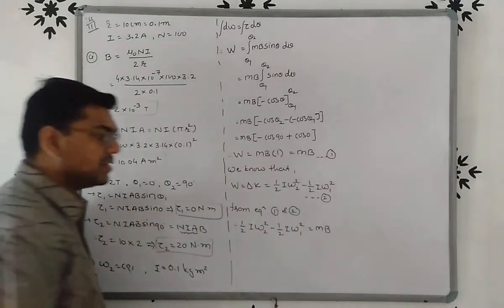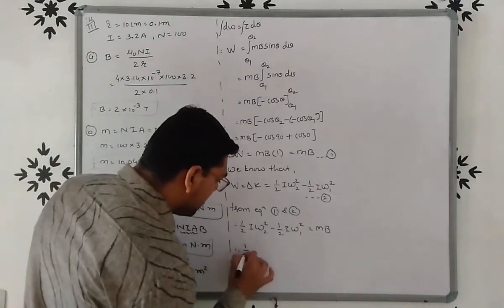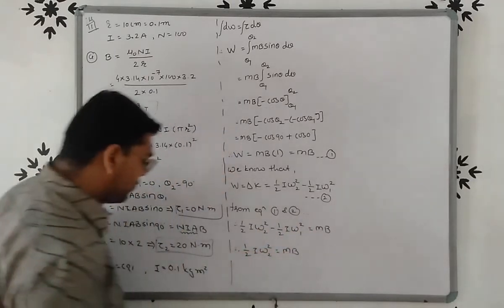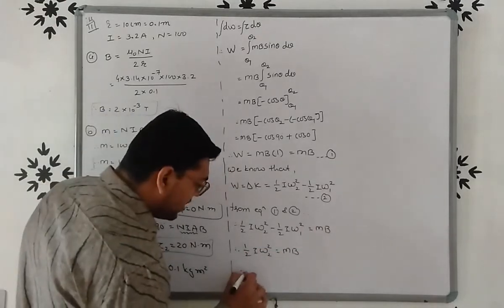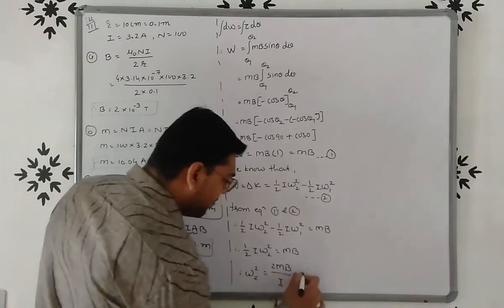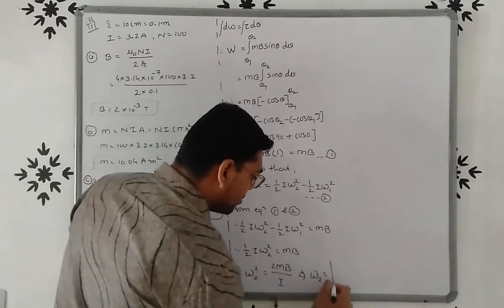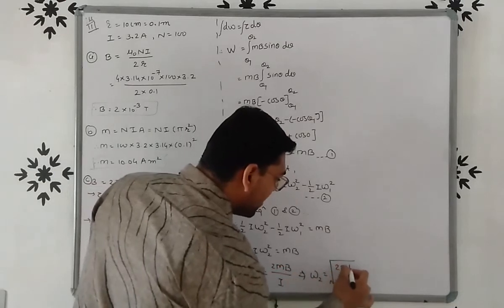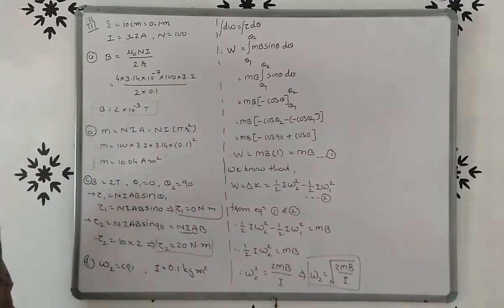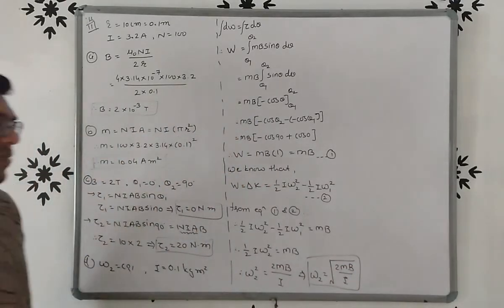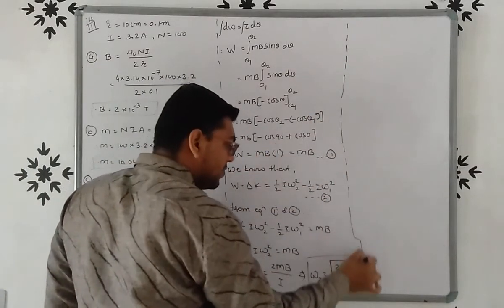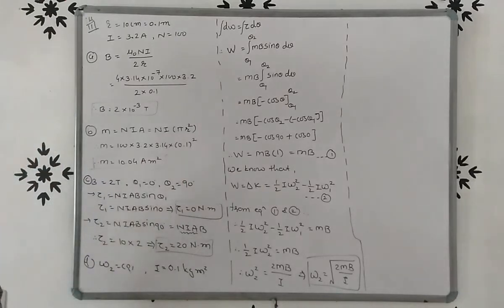But omega 1 is 0. So 1 by 2 I omega 2 square is equal to mB. We have to find omega 2. So we formulate omega 2 square is equal to 2 mB by I. So omega 2 is equal to the square root of 2 mB by I. Right, so the relation between angular speed and moment of inertia I is omega 2 equal to the square root of 2 mB by I.